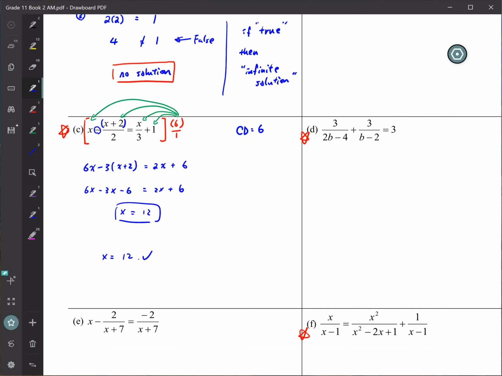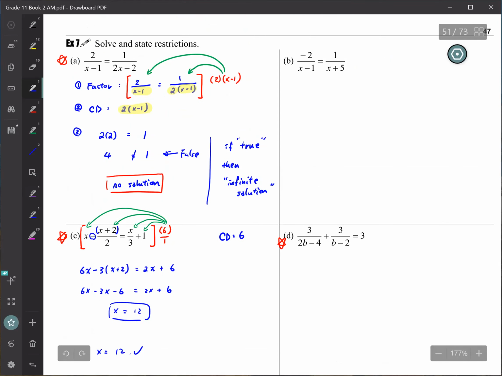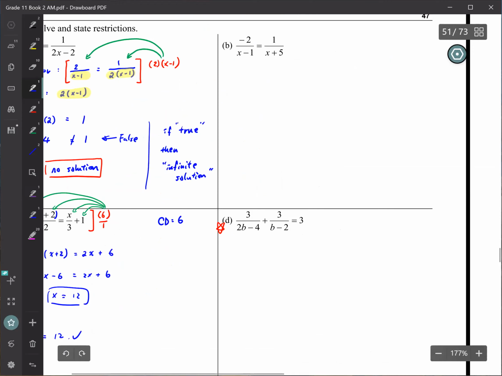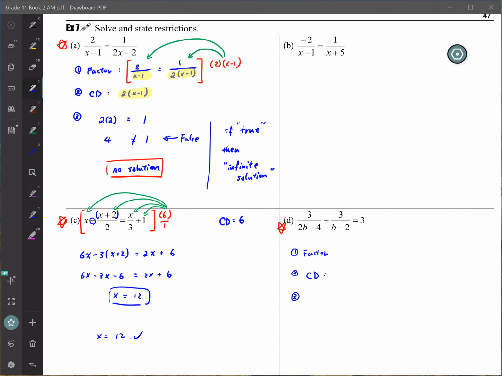Okay, so now let's take a look at something that has variable. Let's do one more before the break. So this is similar to question A. I hope you can see one of the denominators needs to be factored. So you need to do a couple steps. First, you factor, and then you get a CD, and then you start to multiply. All right, so I'll let you try this. When you finish D, you can raise your hand.